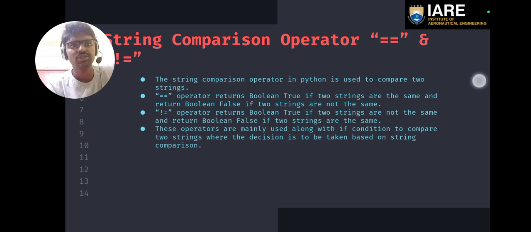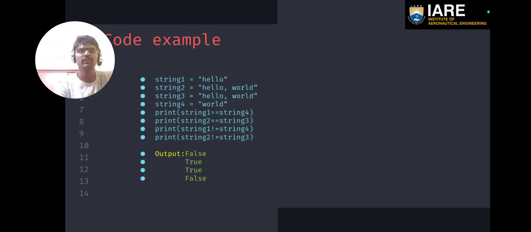string comparison. So here we can see string 1 equal to hello, string 2 equal to hello world, string 3 equal to hello world again, string 4 equal to world again. So let us say print string 1 equals to string 4, which is false. Basically string 1 is hello and string 4 is world, so the words aren't the same, so it gives a false value.